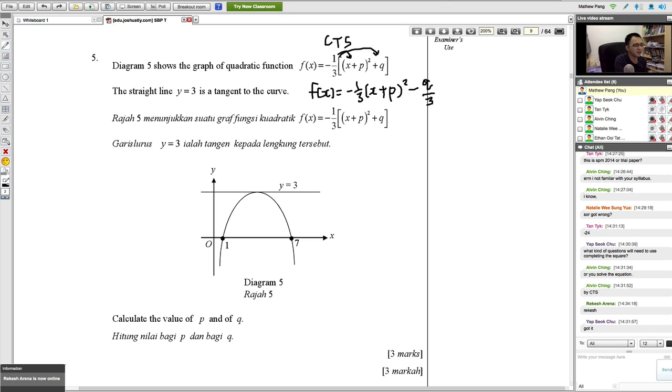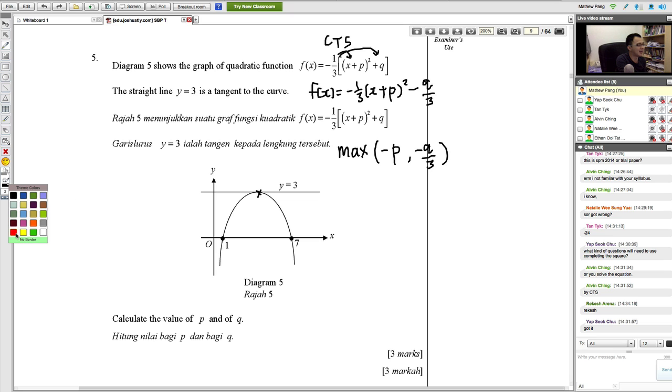Alright, so from here, because of the negative value for a, I know this one is a maximum graph, so my maximum coordinates will be the x value I take from inside the bracket, which is negative p, and my y value for the coordinate will be negative q over 3. Okay, this is my maximum value for x and maximum value for y. Alright, and from the diagram, I know my maximum value for y equals 3, so it's quite simple. That means this value will equal 3. So what I will do is something like this.